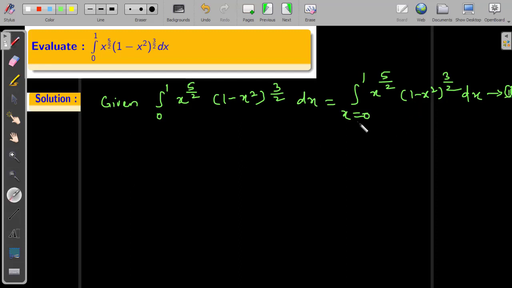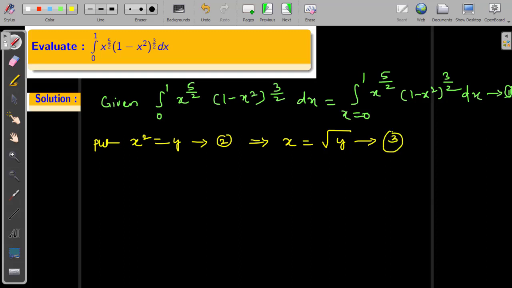Now we want to evaluate this definite integral. Let us take x square equal to some y. So the next step is, put x square equal to y. Let us suppose x square equal to y. Let us say this is equation number 2. From this I am writing the x value: x equal to root y. Okay. The next step we can go for differentiation. Let us mark this also as equation number 3.